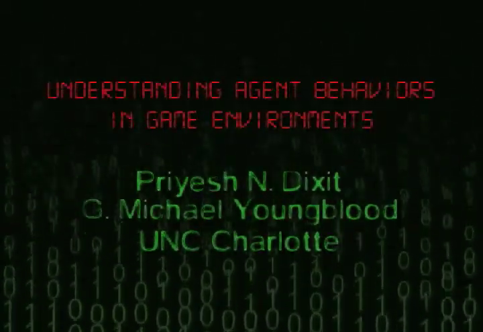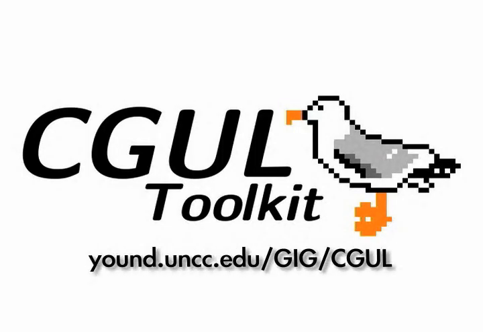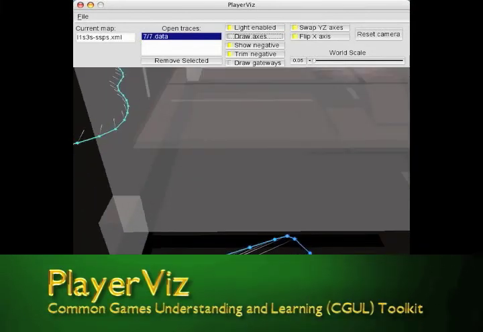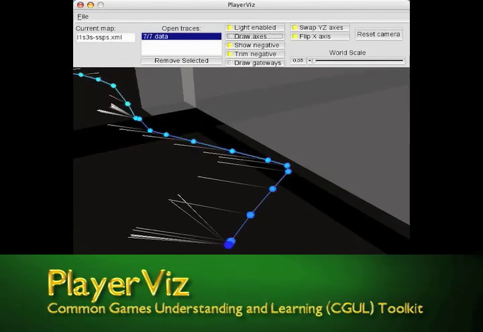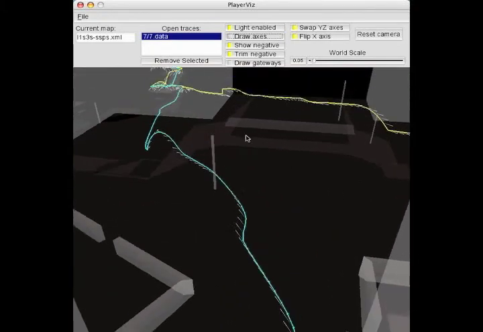Understanding Agent Behaviors in Game Environments. This video introduces the PlayerViz component of the common Games Understanding and Learning Toolkit, which is used to understand both artificial and human player behaviors.